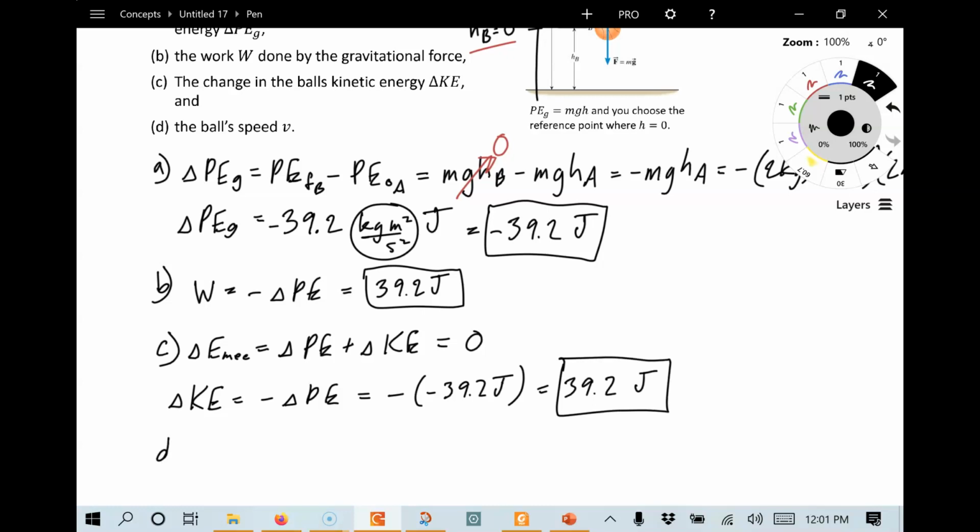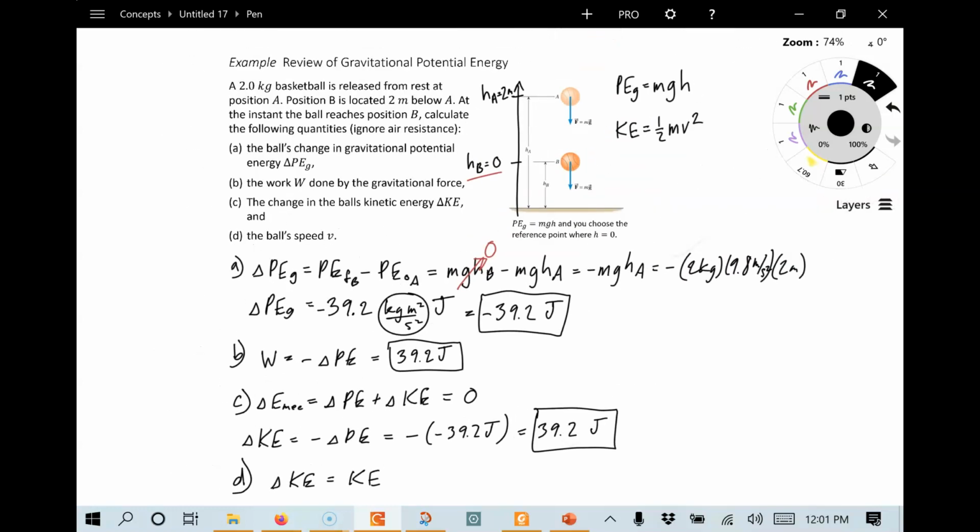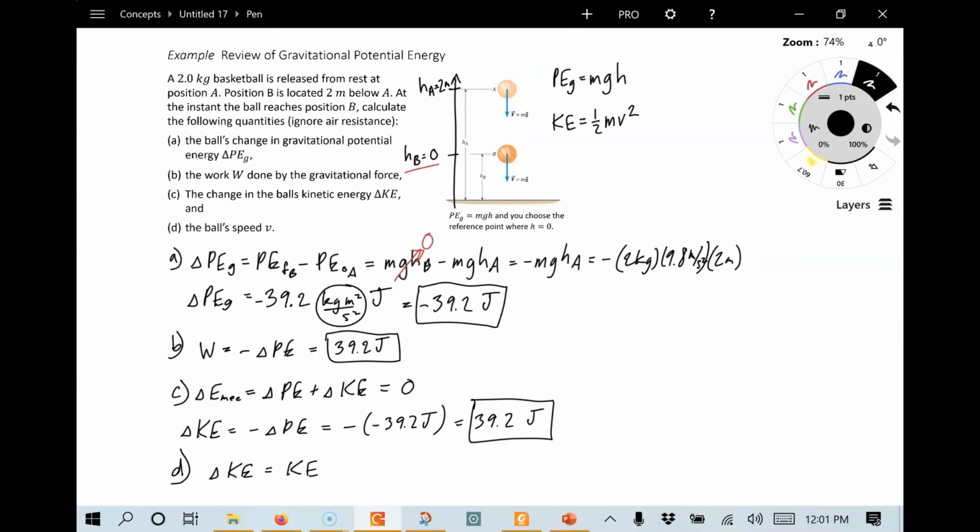For part D, we're asked to calculate the speed of the ball, and you'll probably remember doing this. In this case, if we know the kinetic energy, we can figure it out, right? So delta KE equals KE final, which is the lower point. If we look back at the map, KE final here is point B, minus KE initial, point A.